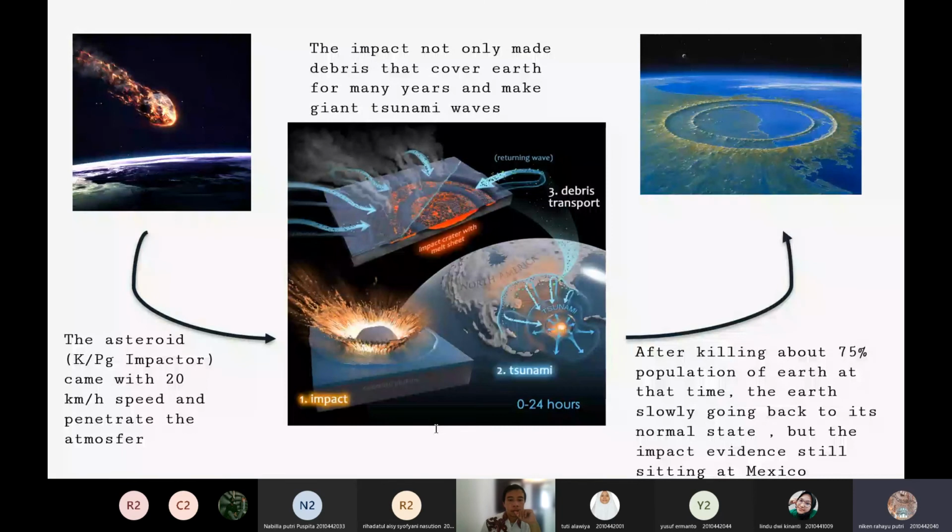Okay, the Paleogene asteroid impactor came with a 20 kilometer per hour speed and penetrated the atmosphere. The impact not only made debris that covered Earth for many years, but also made giant tsunami waves, after killing about 75% of the population of Earth. In time the Earth slowly went back to its normal state, but the impact evidence still stands, sheltered in Mexico. Next slide.